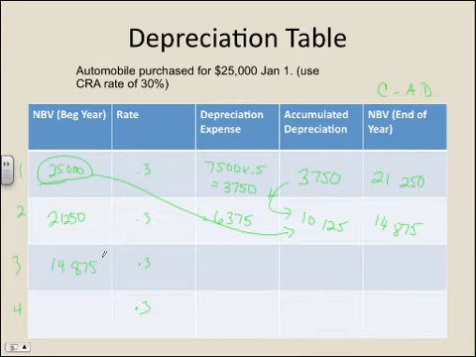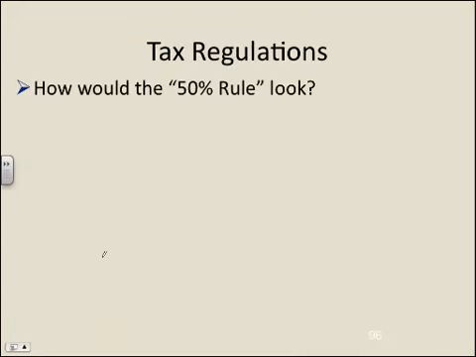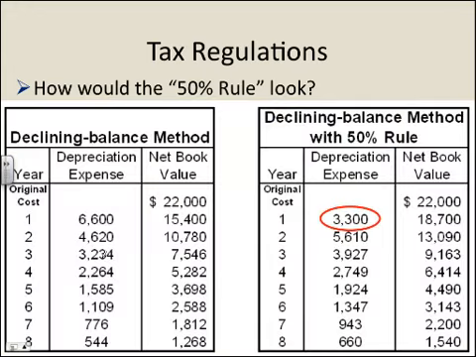Okay, I'm going to let you finish this table. So how does the 50% tax rule look? Just like we said. Okay, the first year is going to be smaller than the next year. And that's very normal. And then there you can see our declining balance method. Our depreciation expense declines. And that's why we call it the declining balance method.